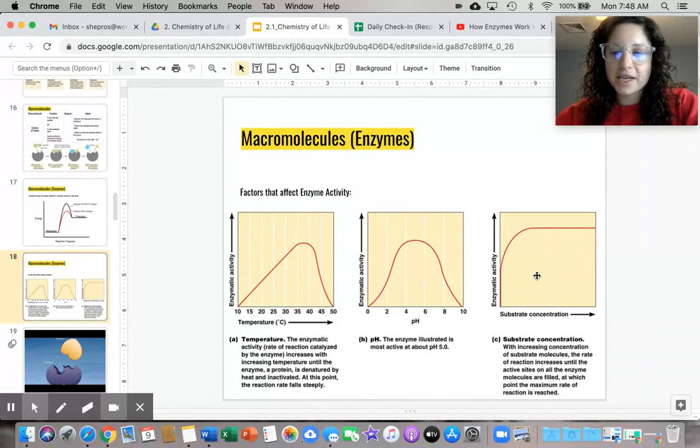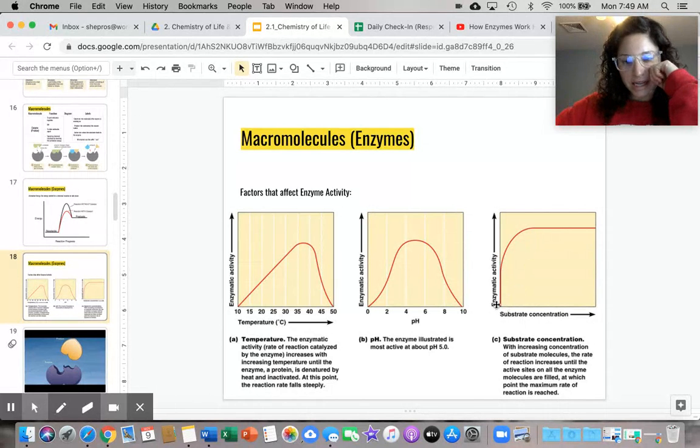Now, this graph is slightly different than the other graphs. We're going to be talking about substrate concentration. Remember, a substrate is the molecule that the enzyme does its job on. It's the molecule that the enzyme works with. So the idea here is that as we go along the x-axis, we are adding more substrate to the environment. So we're adding more molecules for the enzyme to do its job on. And again, along the y-axis, we're looking at enzyme activity, so how well the enzyme can do its job.